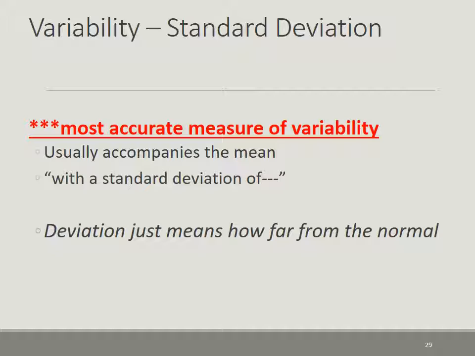Okay, standard deviation is something that's going to come up a lot. It is the most accurate measure of variability. We generally start any explanation that uses standard deviation with the phrase "with a standard deviation of," and then you would fill that in. And you generally report the mean and the standard deviation of something together. And it's frequently an SD or the sigma character, and that's how you may see it.